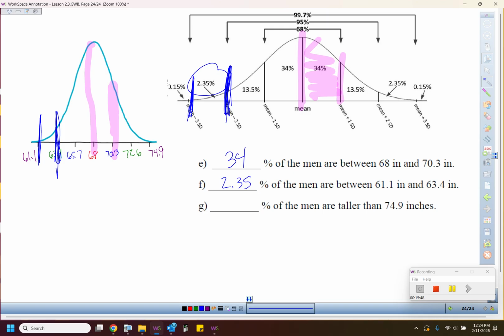And then the last one: what % of men are taller than 74.9? That's this one right here. It's tough to even see on my chart, but it's not 15%, it's 0.15%, barely any of them. There are totally human beings taller than this. That is 6'2", almost 6'3". There's a bunch of people in the world that are taller than that. But percentage-wise, according to this data, it's less than 1% of the men in the world who would be taller than that.